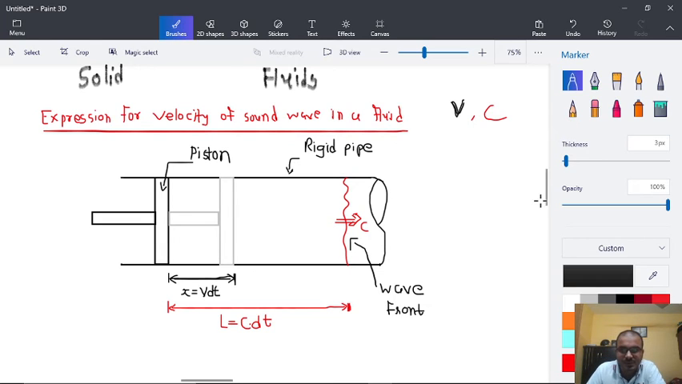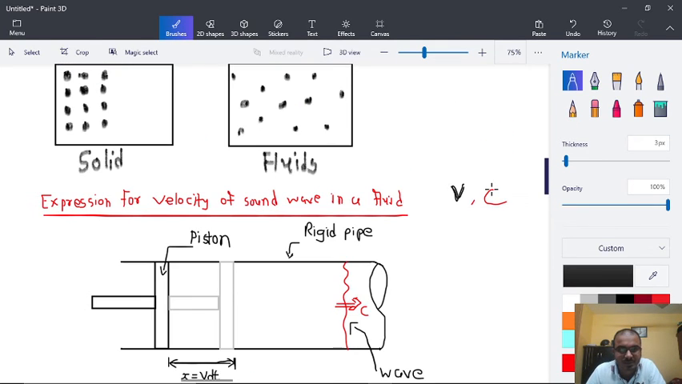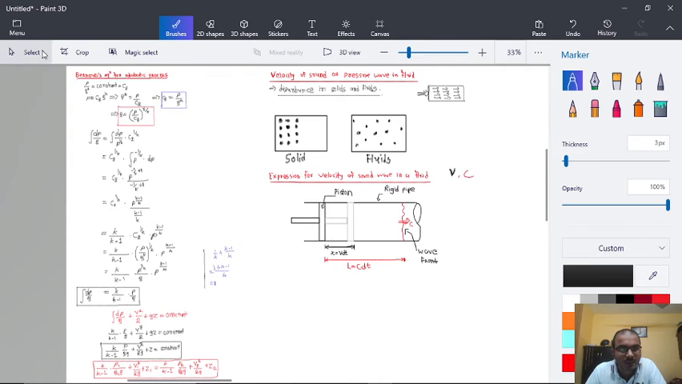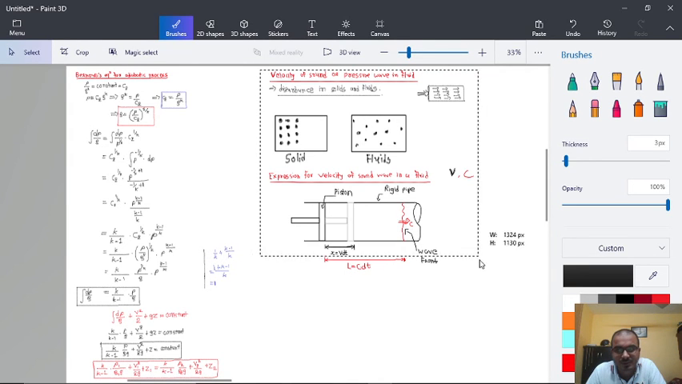So we will end this lecture right now, and we will continue this derivation in our next lecture.